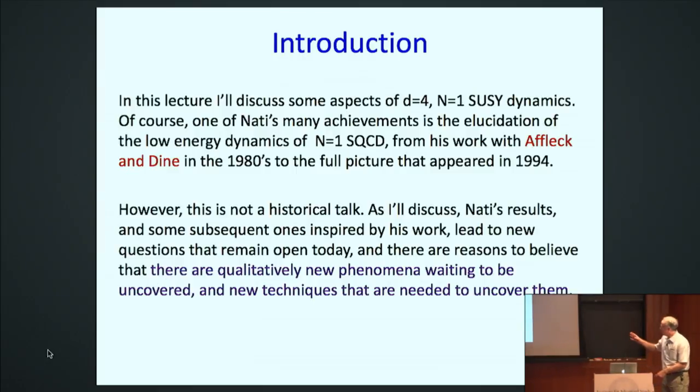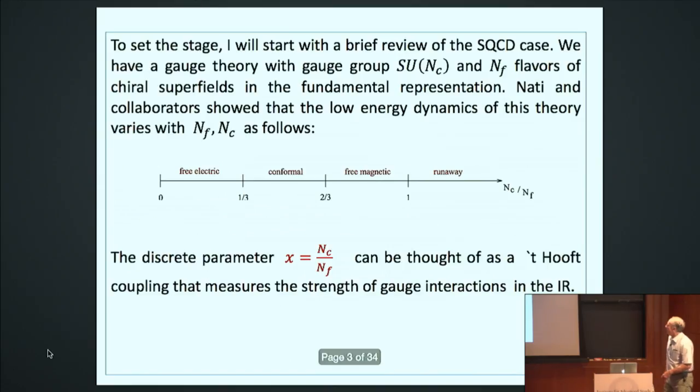And what I'd like to use the rest of this talk for is explaining this last statement, that there are reasons to believe that there are qualitatively new phenomena in N=1, d=4 theories that remain to be uncovered. So not some details about this dimension or that dimension, but qualitative things. And that there are new techniques that we will need to do that.